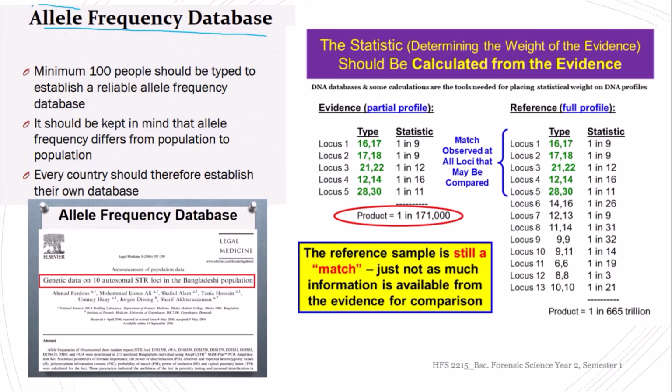We talked about alleles, the different forms of genes, and usually you get at least a minimum of 100 people, and the frequency differs from population to population. So every country develops their allele frequency database. Like in this case, there is an allele frequency database, genetic data on 10 autosomal STR loci in this Bangladeshi population. So we will need to have different populations being studied for several markers, all of them or partially.